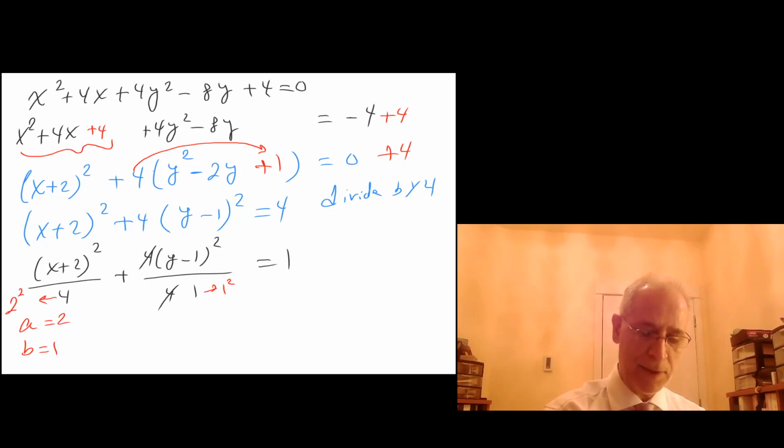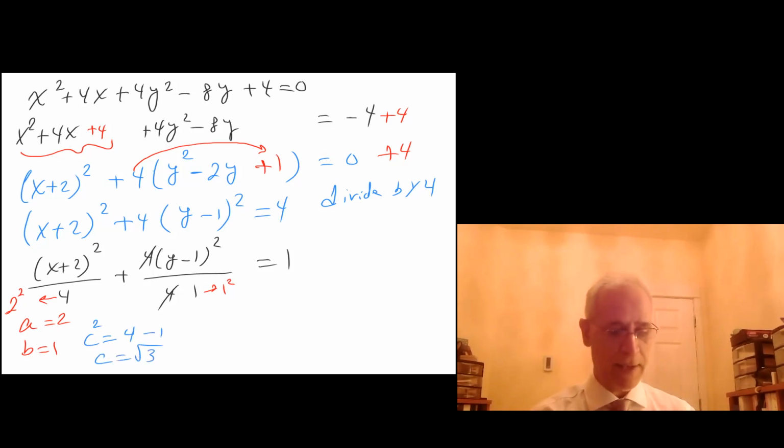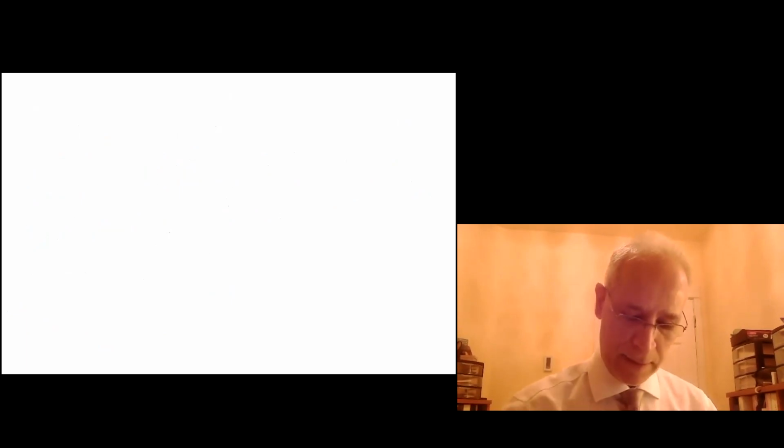And how about c? c squared equals a squared minus b squared. a squared is 4 and minus 1. And so c equals square root of 3. Okay, so let me go ahead and go to the next page and graph this for you. So here is my x.